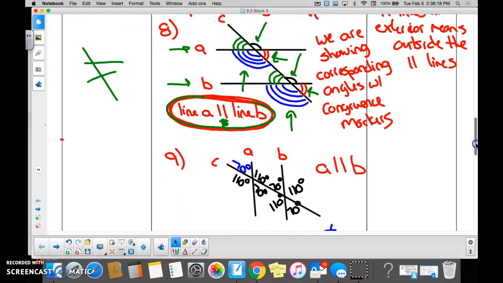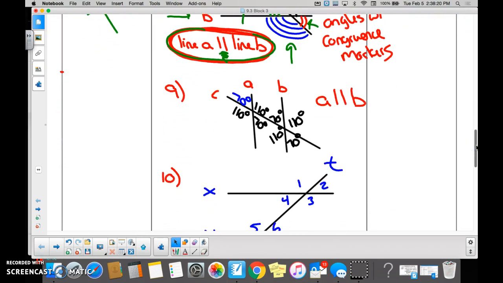Number 9. I just gave you the blue angle measurement. I gave you 70 degrees, didn't I? Yes. Were you able to get the rest of them? Yes. We use corresponding angles. Why is this one 70 degrees? Why is this one 70 degrees? Why is this one 110? Straight angle. Because this is a straight angle. We already know part of it's 70 degrees, right? Okay, cool. You get the idea there.